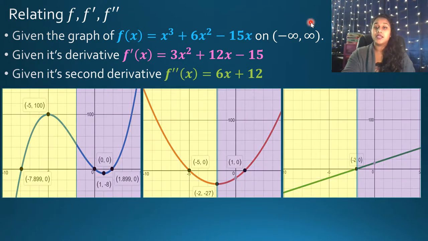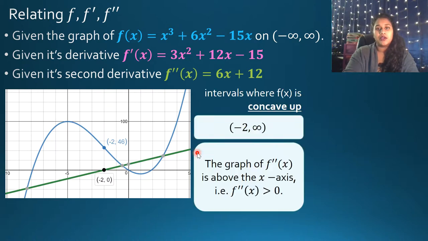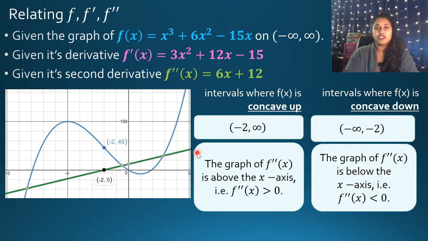So if we look at that all together, here's a good visualization of what's happening when we relate f, f prime, and f double prime. I superimposed the original function and the second derivative to give you an idea of what's happening. So here you can see that point of inflection, and it's a zero point on the second derivative. Concave down, below the x-axis. Concave up, above the x-axis. That's the same information I just told you.